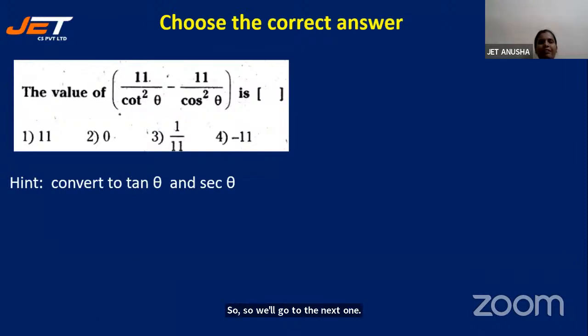So the value of 11 by cot square theta minus 11 by cos square theta is? First option is 11. Second option is 0. Third option is 1 by 11. Fourth option is minus 11. Salma 2, Sunny 2, Shravanti, Taruni, Rohini 2, Archana 1. Convert to tan theta and secant theta. Harshita 2, Bablu 2, Rakesh 1, Akshaya 2, Tirupati 2, Shiva 3, Srivarshini, Murali, almost everyone giving me the answer as 2. So let's see what the answer is.